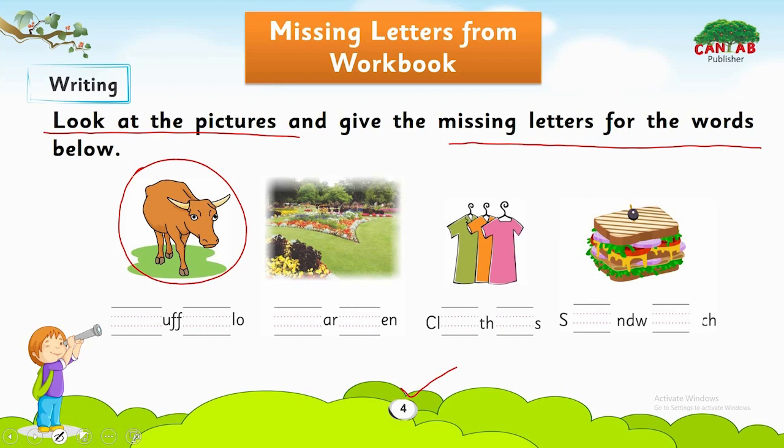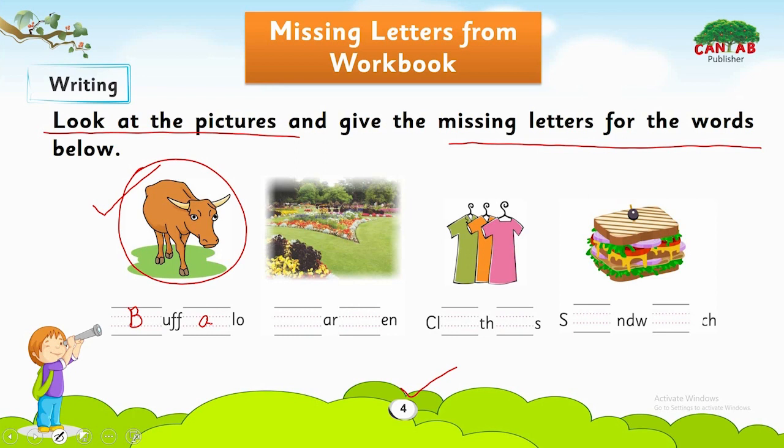So what is the first thing that you are viewing here? This is what? What is this? This is a buffalo. So you have to fill the spellings, the missing letters that are given below. So what is the spelling of buffalo? B-U-F-F-A-L-O. So you have done it.